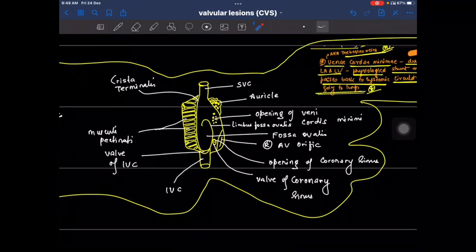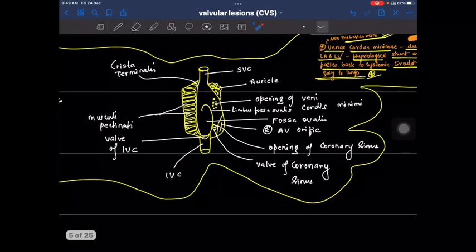I'm sure you have read this in your gross anatomy of the cardiovascular system, but I'll give you an overview. When you look at the right atrium, on the medial wall you will find the fossa ovalis, the margin of which is called the limbus fossa ovalis.